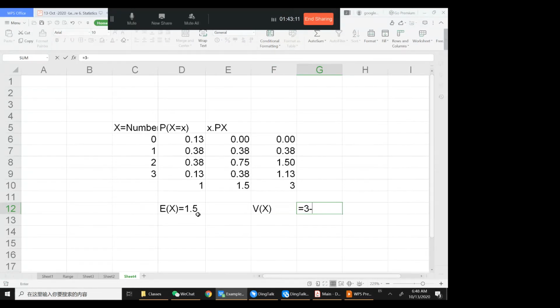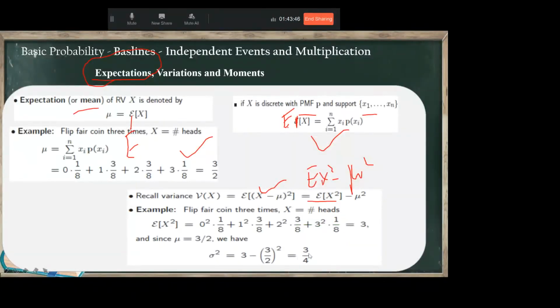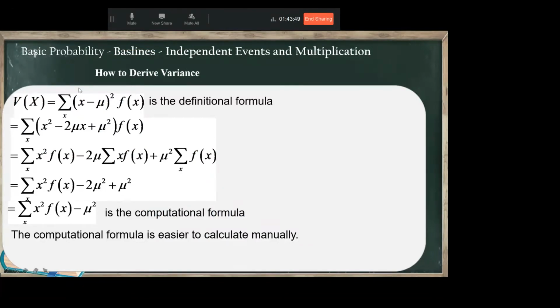So the mean expected. So mu is 1.5. We know that. We have calculated that. And expected value of x is 1.5 as well. So what's the difference? Difference is 1.5. So we can just solve it as 1.5 times 1.5, 0.75. And it's also 0.75.